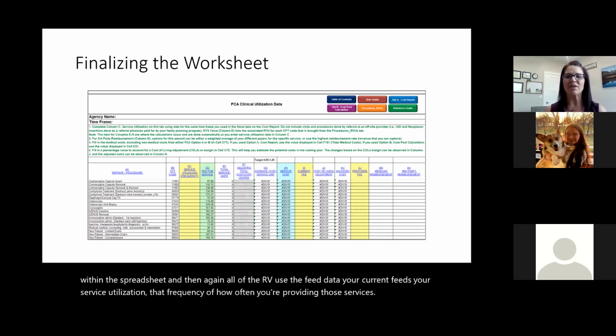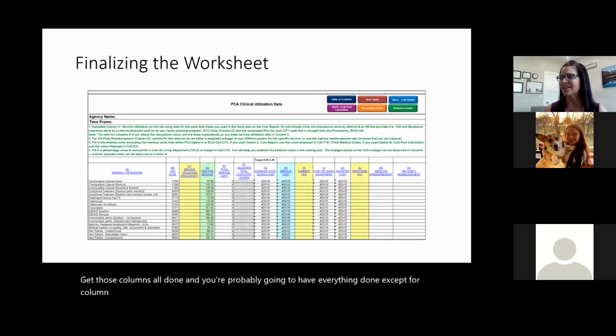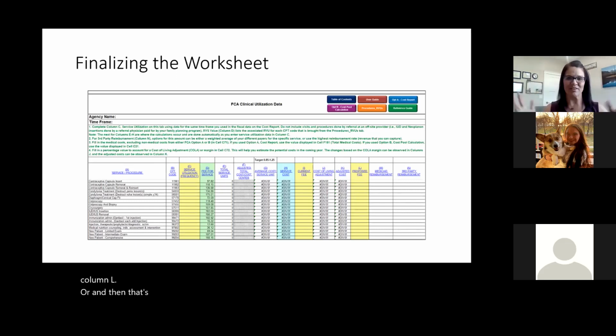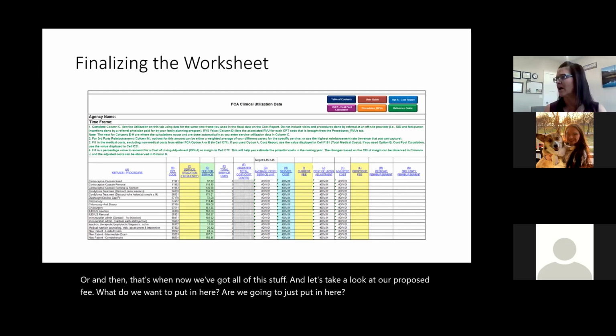And you're probably going to have everything done except for column L. And then that's when, now we've got all of this stuff, and let's take a look at our proposed fee. What do we want to put in here? Are we going to just put in here 150% of the Medicare fee schedule?